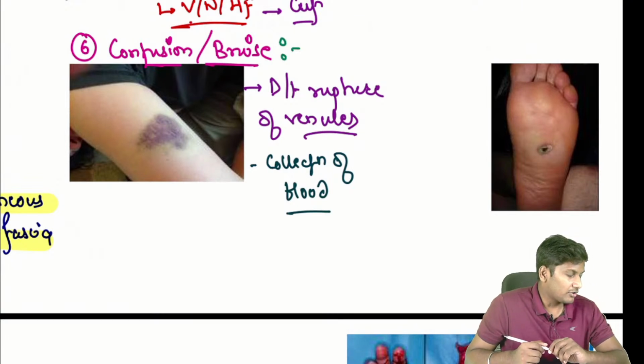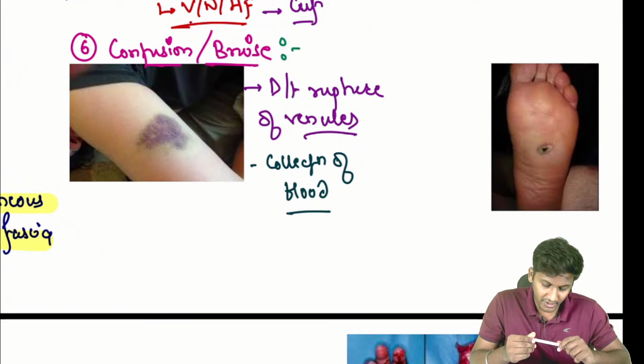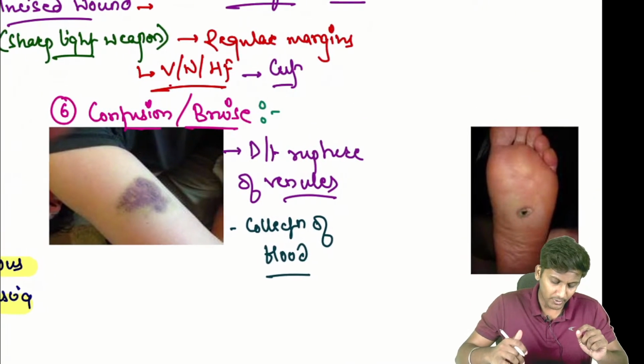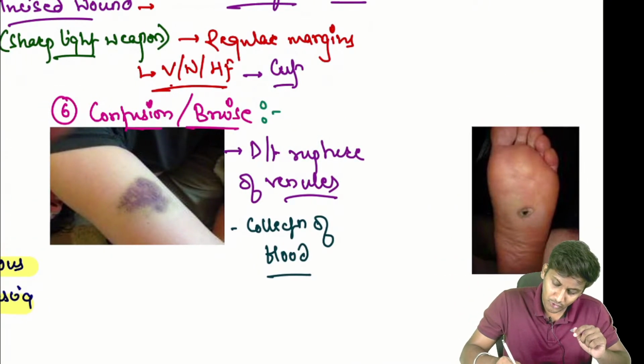This is just a contusion or a bruise due to rupture of the venules definitely. It is due to collection of blood over here with irregular margins. No issues with this, anybody?